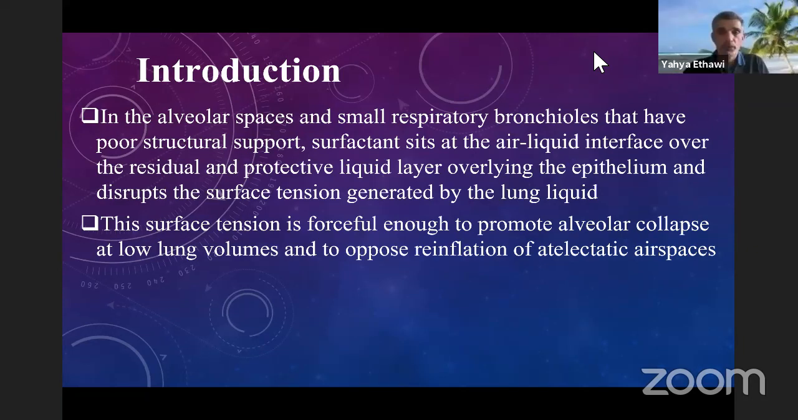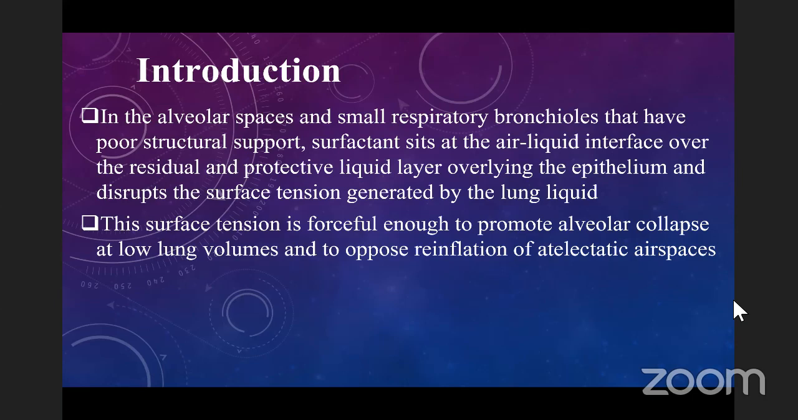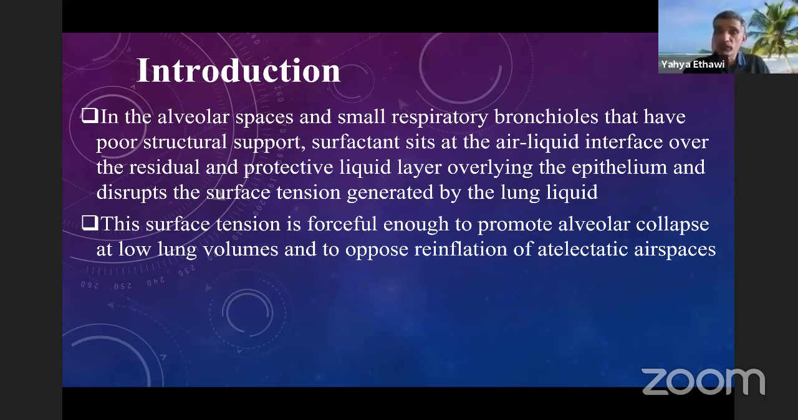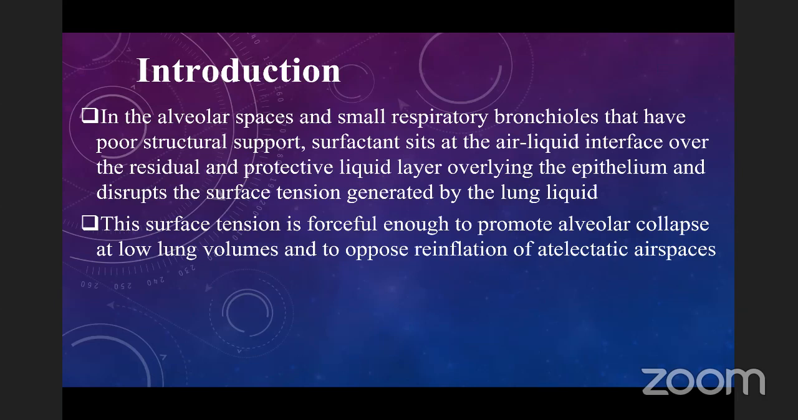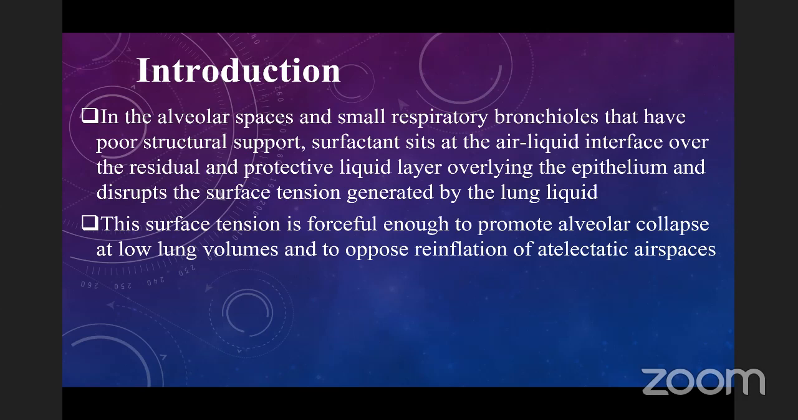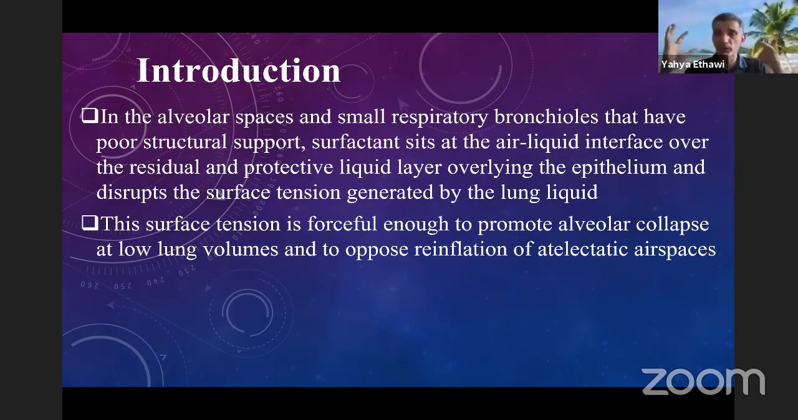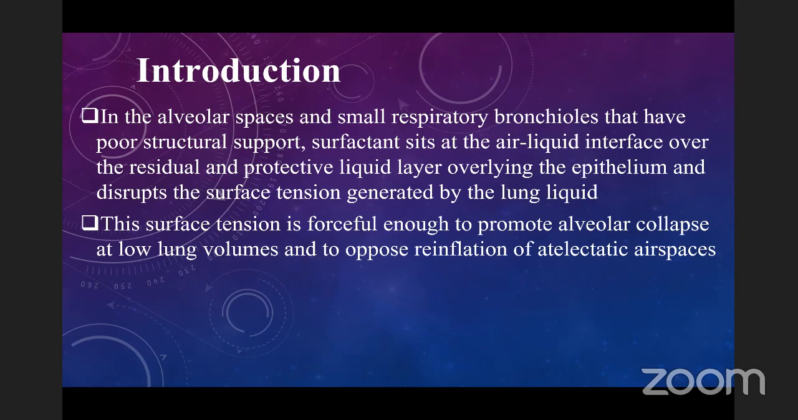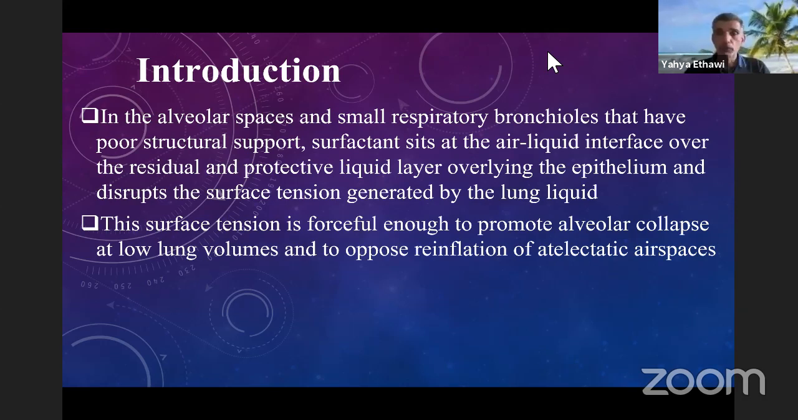Mute all. Good. So in the alveolar space and the small airway bronchioles, as we discussed in the TTN, there is a poor supporting structure. So their opening depends on the surfactant. The surfactant sits in that alveolar space and it prevents the collapse of these small alveoli, small airways. Why? Because in the other airways, there's still some supporting tissue.